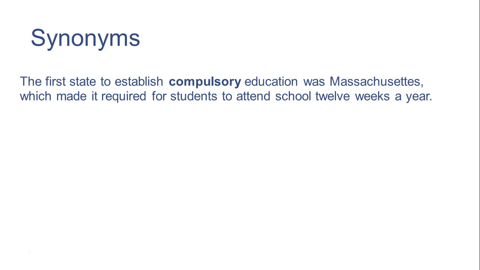The first technique is finding a synonym for the word that you're trying to figure out the meaning to. In the example that we have, the first state to establish compulsory education was Massachusetts, which made it required for students to attend school 12 weeks a year. In this case, I have to find the meaning to the word compulsory and then choose the best answer in a TOEFL question. How do I find the meaning to the word compulsory?